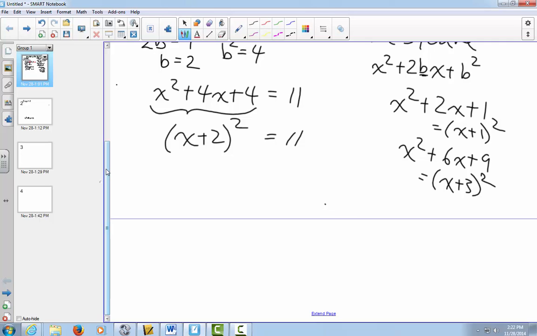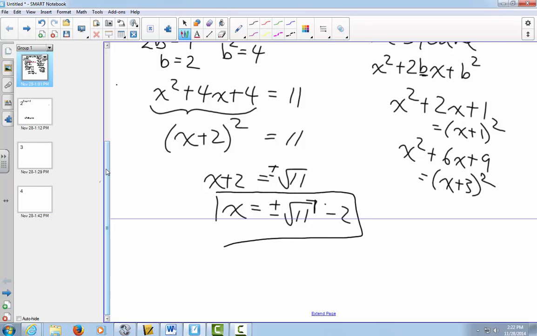So I'm going to take the square root of both sides. And that gives me x plus 2 equals plus or minus the square root of 11. Subtract 2 from both sides, and you get x equals plus or minus the square root of 11 minus 2. And you're done. That's it. There are my two solutions, either positive square root of 11 minus 2 or negative square root of 11 minus 2.